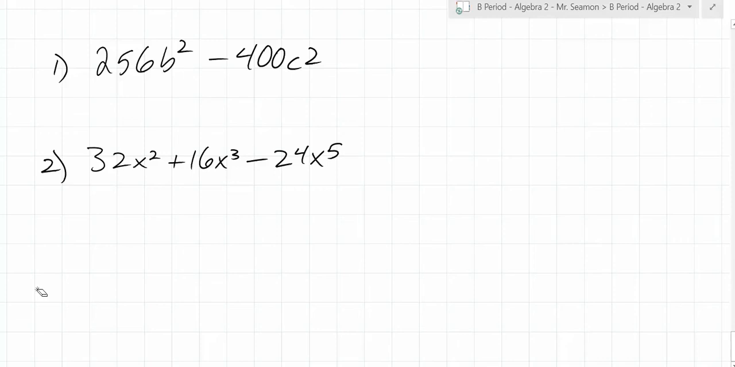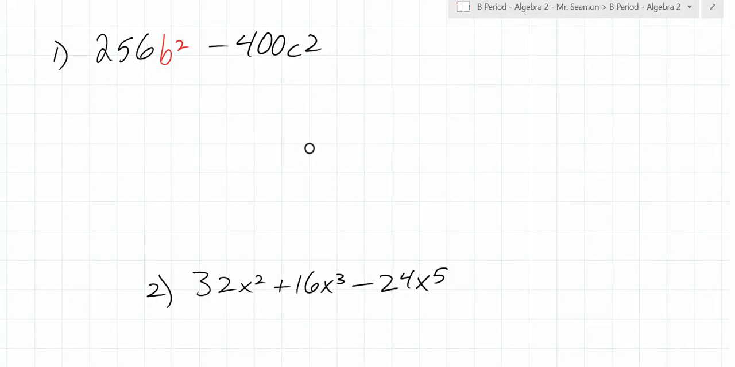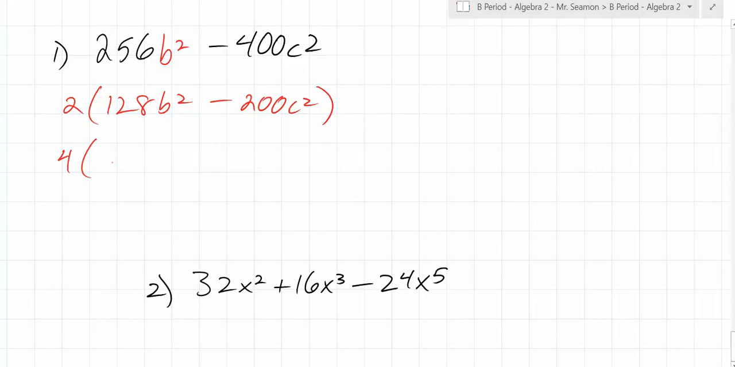Okay, kids, try those two. Go. Why is there 6 and a D next to each other? It's out of the way. What should I do first, Rachel? Find the GCF. Yeah, what did you pull out first? Let's just pull out 2 first. 128 times b squared minus 200c squared. What else can I pull out? Oh, another 2. Minus 100c squared. Oh, I just pulled out 2 and then 2 again. What did I end up with?